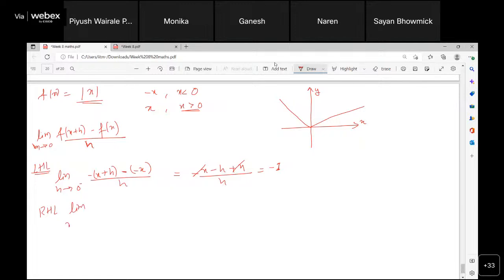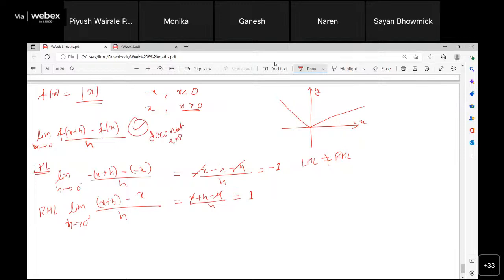Limit h tends to 0 plus. Now instead of minus x, I will get simply x plus h, minus f of x, which is x only. So x plus h minus x upon h. The x will get cancelled, and I am getting 1. So my left hand limit is not equal to my right hand limit, which means this particular limit does not exist.